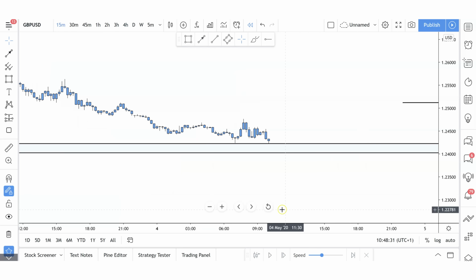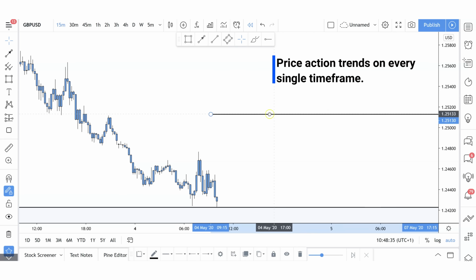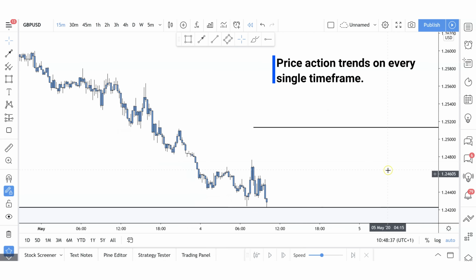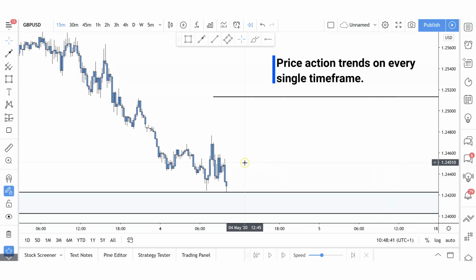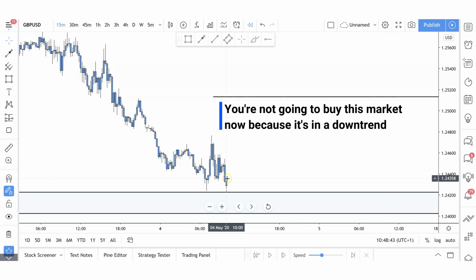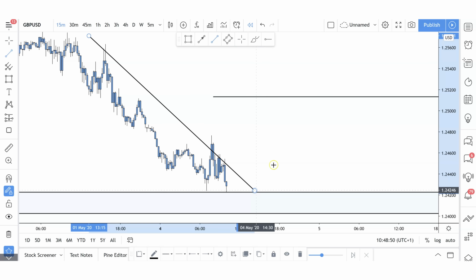Scaling down to our 15-minute time frame, and just make a note of this, everybody. Price action trends on every single time frame. So the patterns and the process and the procedure of looking for a trade is exactly the same. You're not going to buy this market now because it's in a down trend. So what we have to see the market structure do is eventually violate structure.